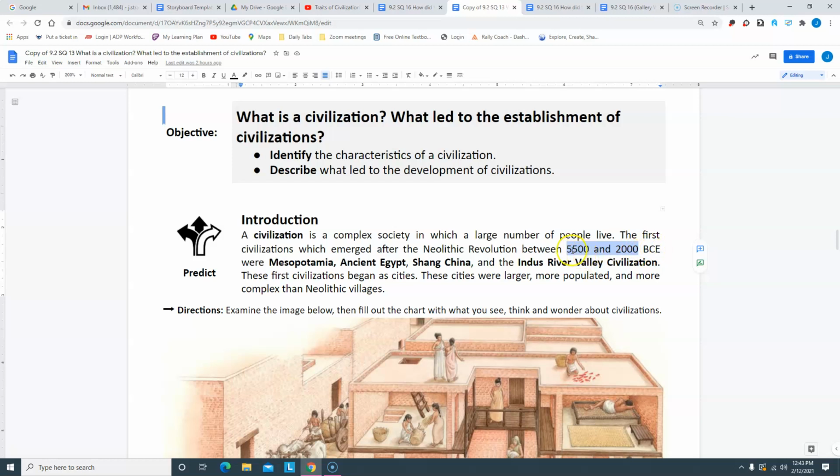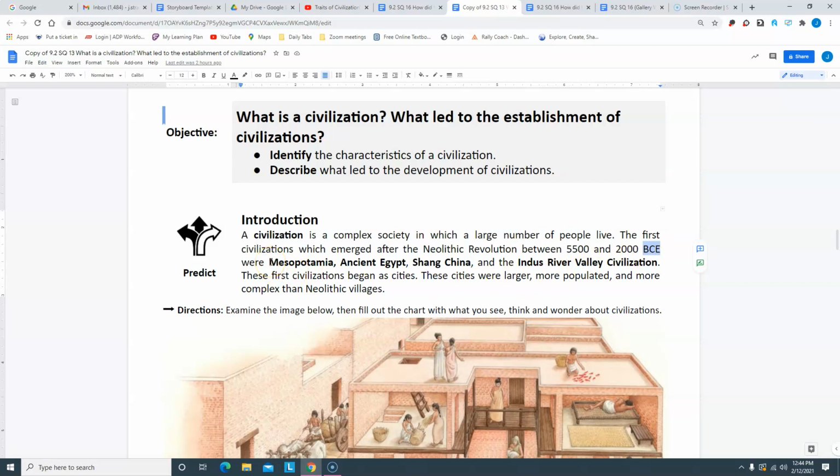Now, when we're talking before Common Era time periods, we get closer to present day. The year counts down. All right, so you see 5 is greater than 2. This count will eventually count down to 0 or year 1 and then switch over to, instead of BCE, after Common Era or Common Era CE.